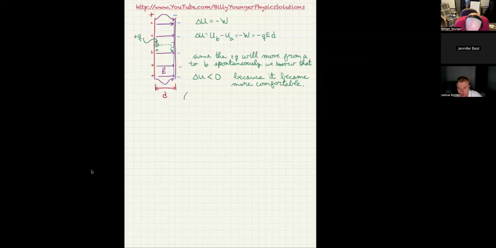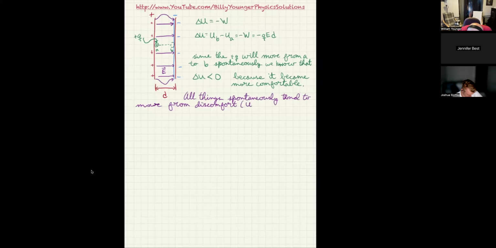So I'll write that as well. All things spontaneously tend to move from discomfort, which means U is big, to comfort, which means U final is much, much less than U initial.